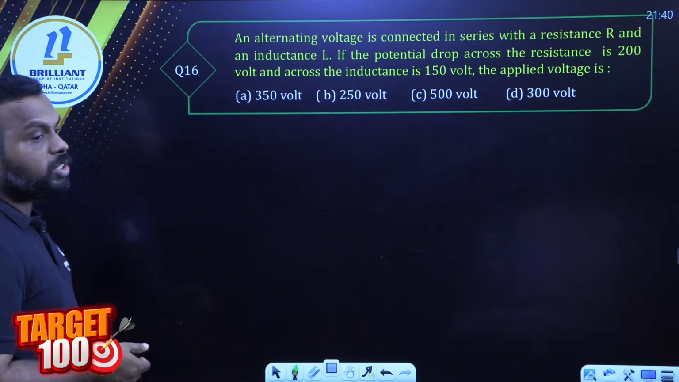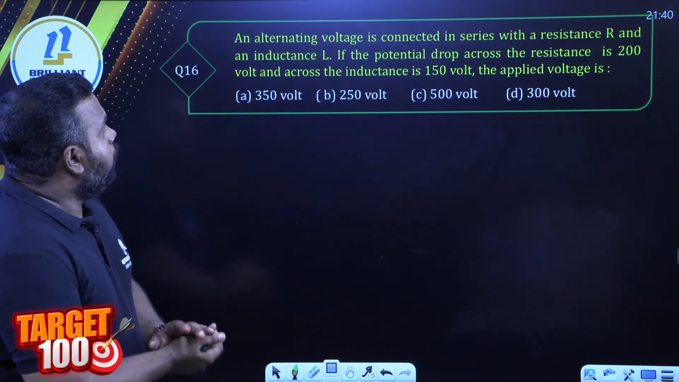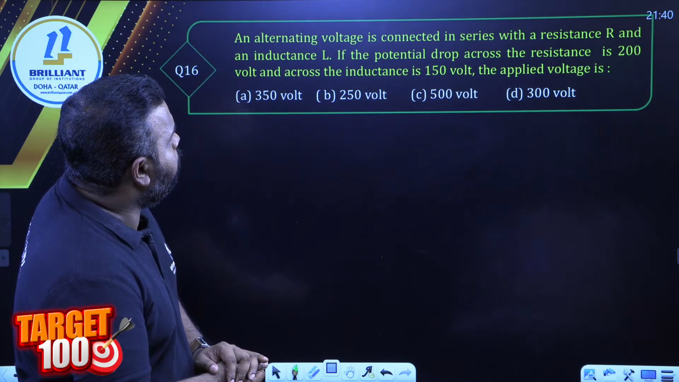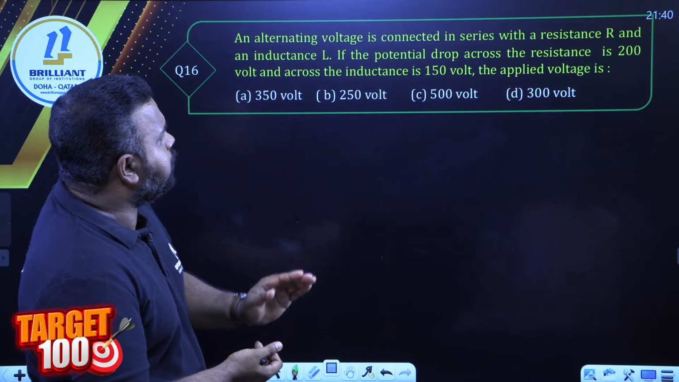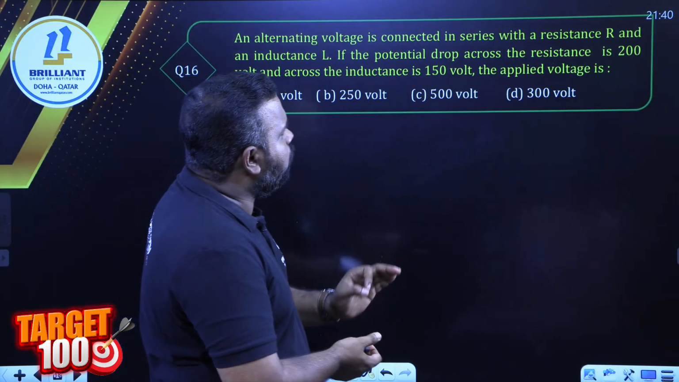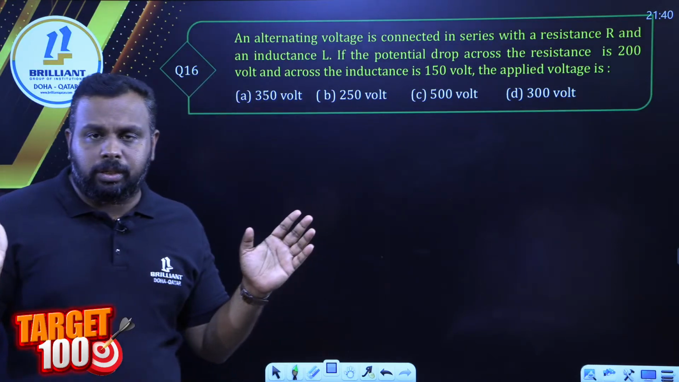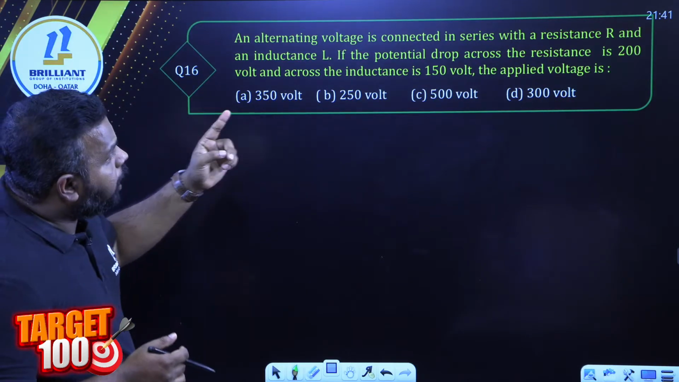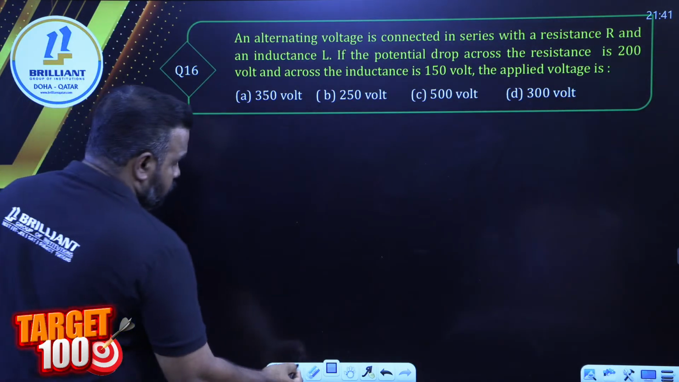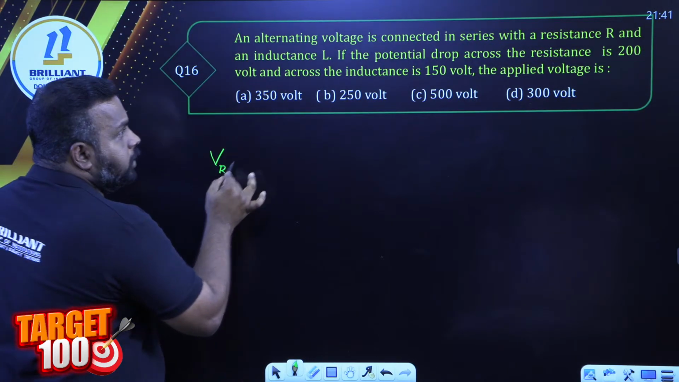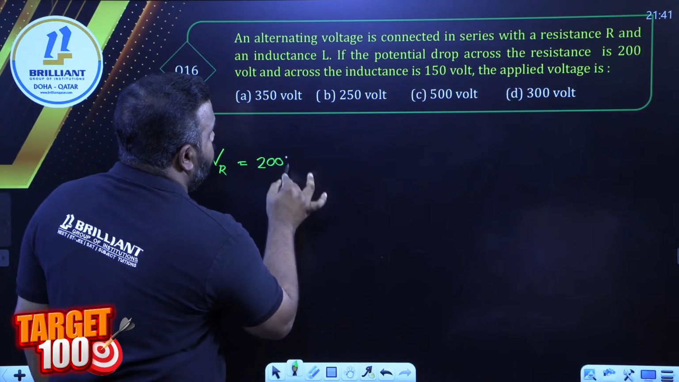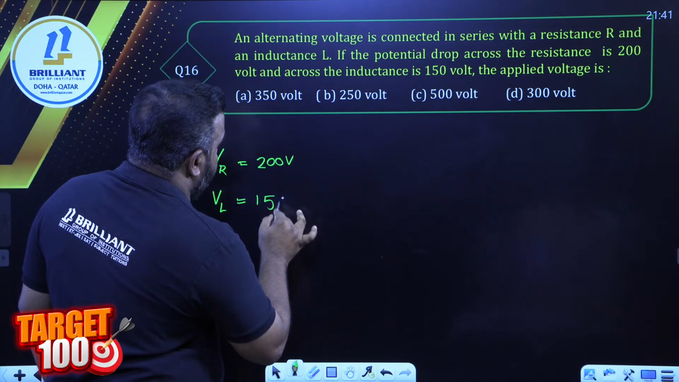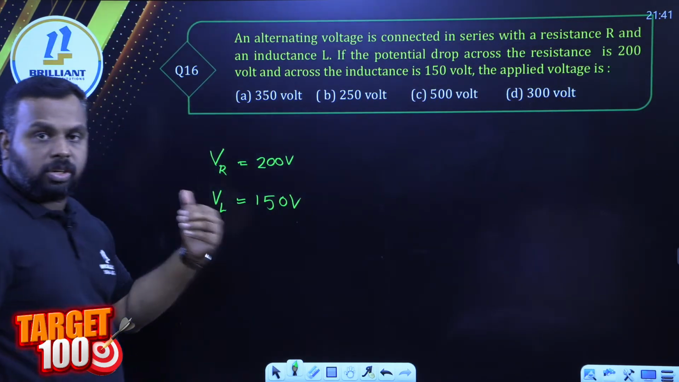Next, question number 16. An alternating voltage is connected in series with a resistance R and an inductance L. If the potential drop across the resistance is 200 volt and across the inductance is 150 volt, the applied voltage is. Again a direct question only. I hope you remember we have discussed an identical question. The potential drop across the resistor, VR, is given as 200 volt, and across the inductance, VL, is 150 volt. It is an LR circuit, a series connection of R and L.